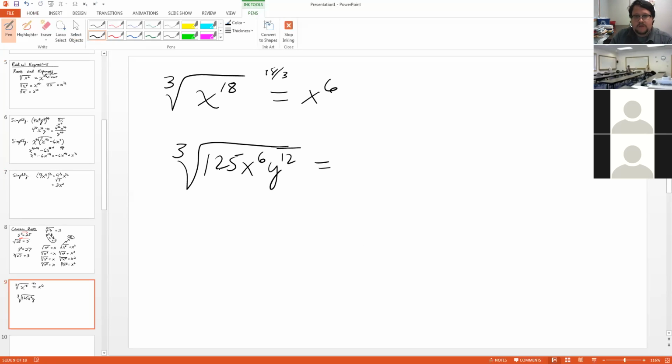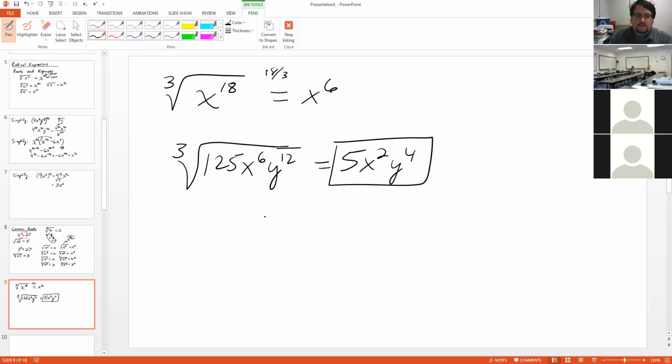you would say, well, the cube root of 125, what times itself gives me 125? Well, it ends in a 5, so probably 5. 5 times 5 is 25, times 5 is 125, so 5. And then 6 divided by 3 is 2. 12 divided by 3 is 4. That's the answer. So these are actually the easy ones. The letters are the easy ones. It's these numbers, you have to know those perfect things.